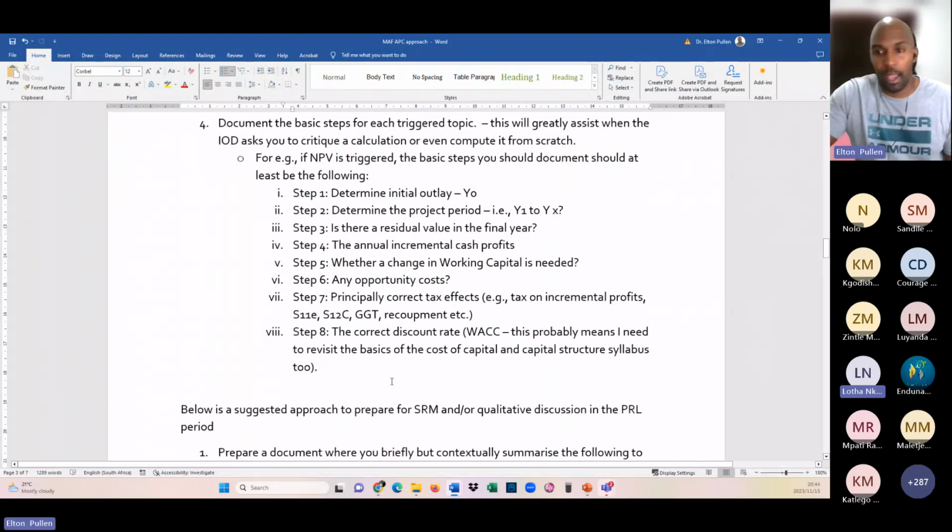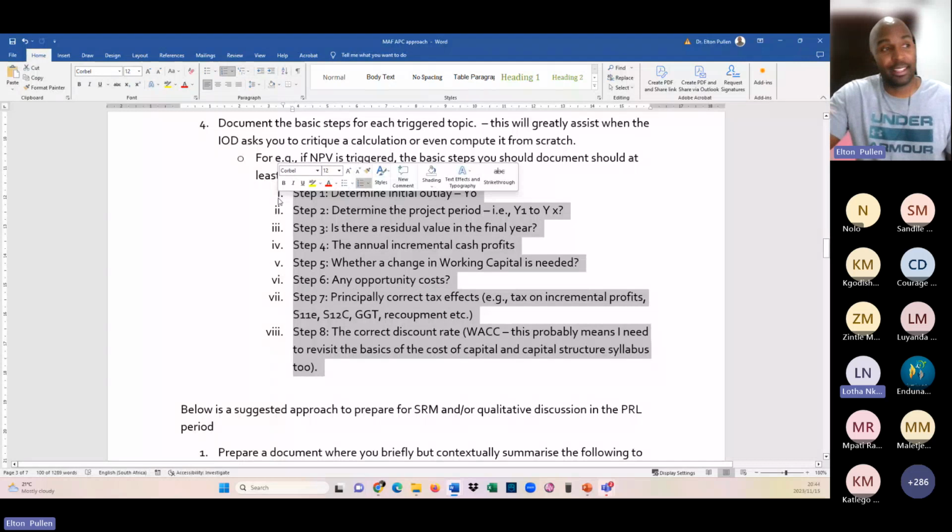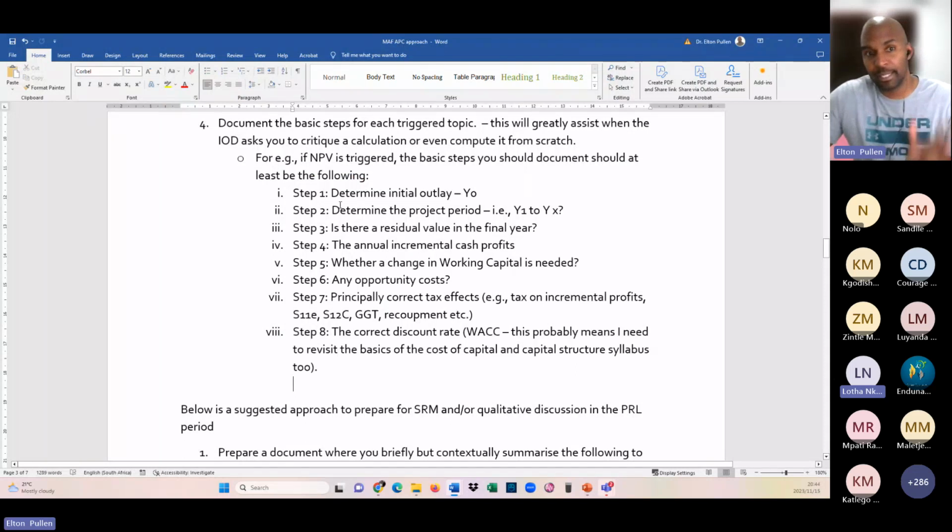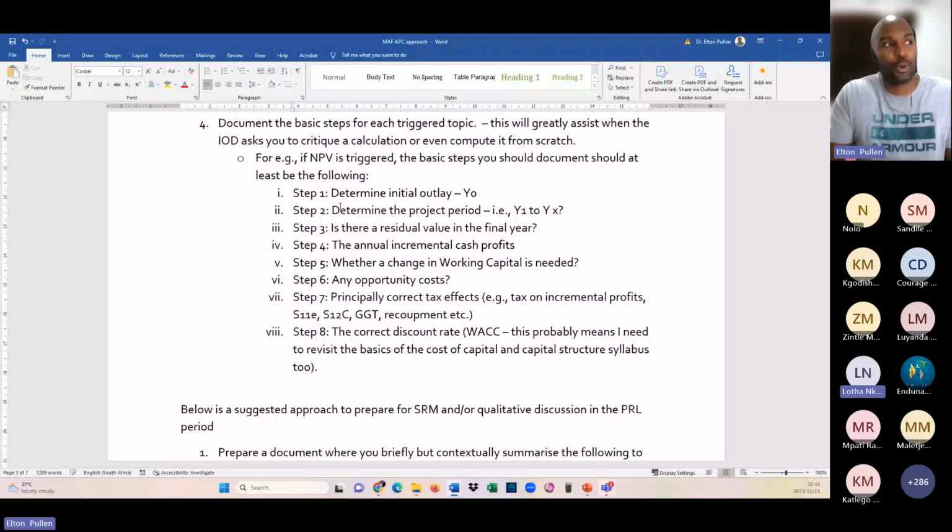Why is this vital? Classic APC, as we go further we're going to check, is to give you a calc that you need to critique. If you don't know these steps and they give you an NPV calc, it's going to be very difficult for you to critique it. But now you have these steps for every single trigger topic, so it's very difficult for you not to come up with something to critique if they give you a calc. And even if they ask you to do a calc from scratch, like they did in task D, then it's also fine, because I just apply the steps to do the calc.